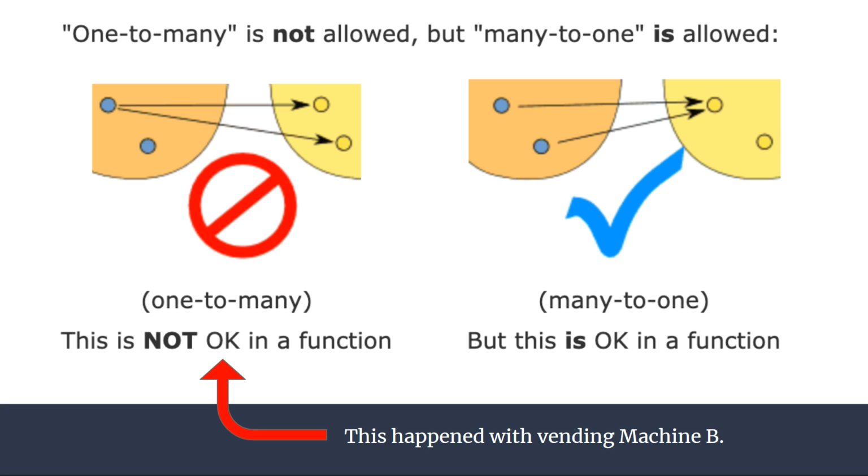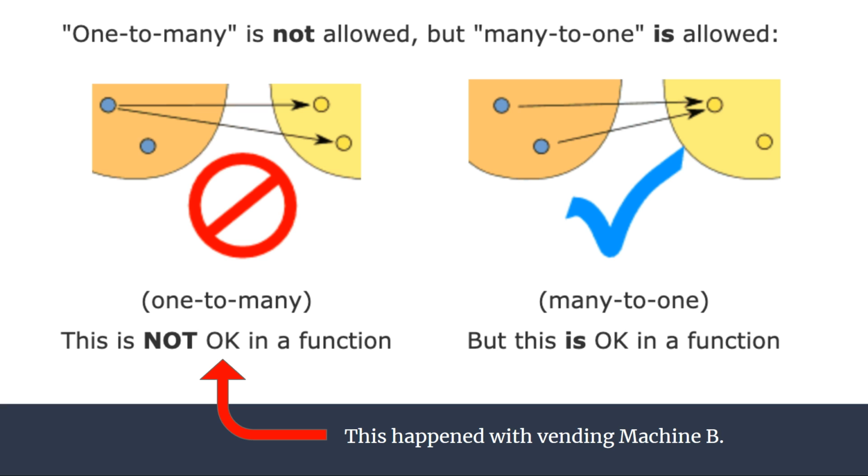So what's not okay, and what makes something not a function, is if one thing goes to many. That's what happened with vending machine B. The one button of Silver Mist went to many options of what soda would come out. Okay?